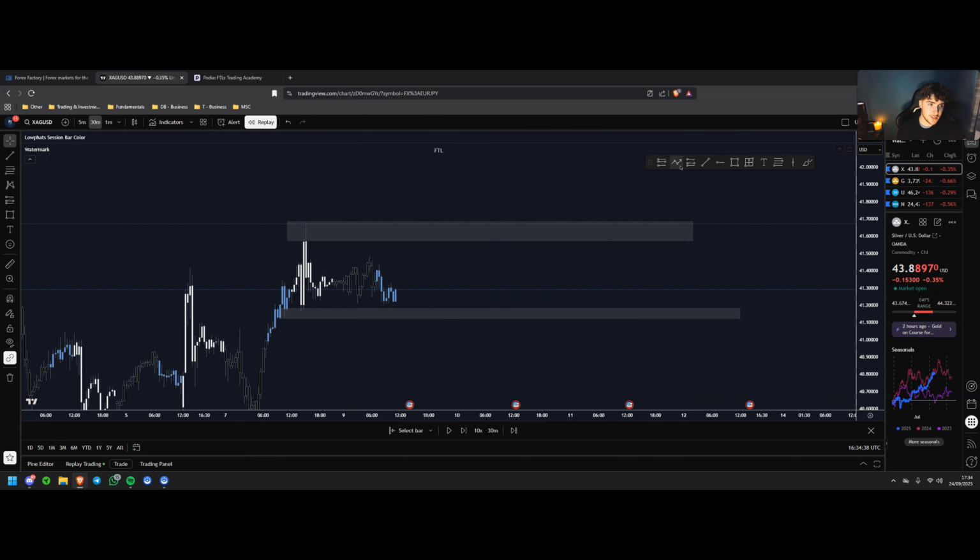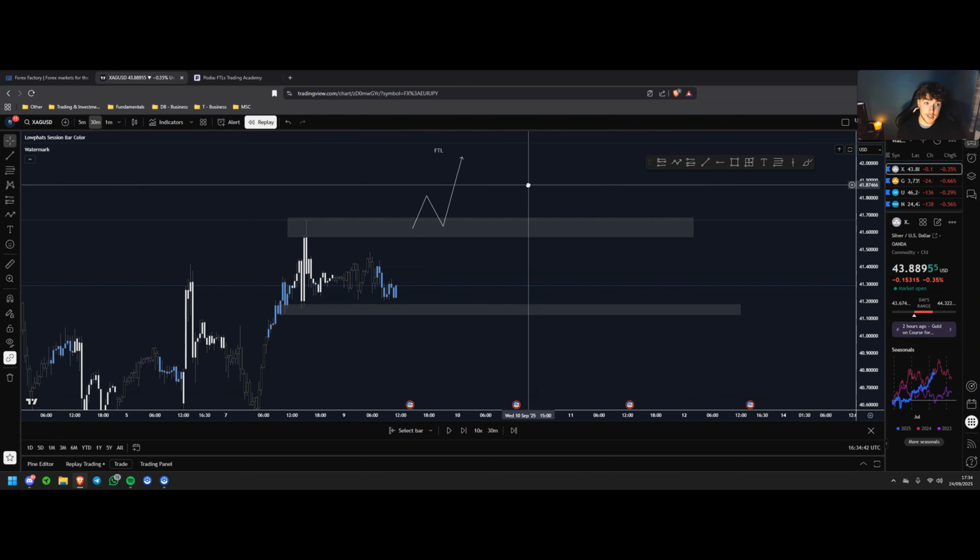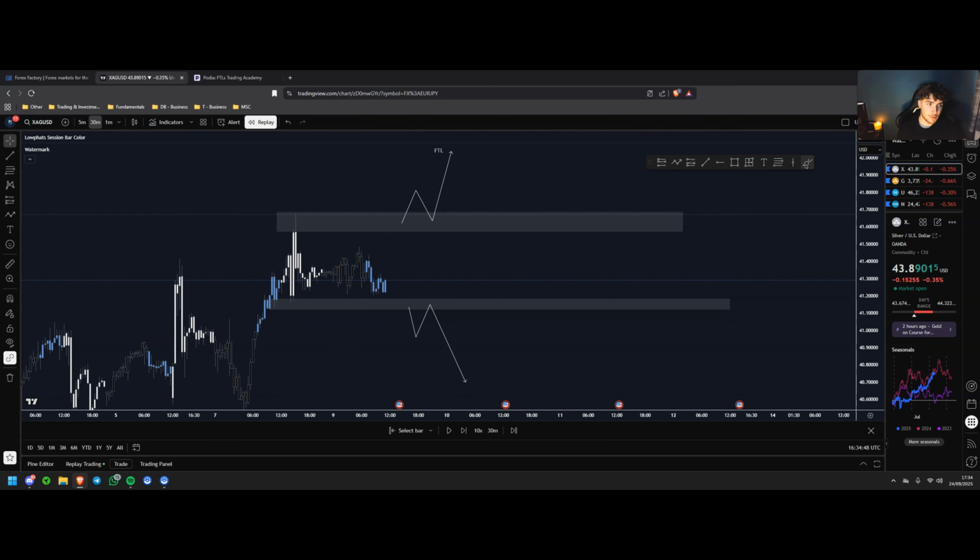Now a few things you could do. You either wait for a break above to take price higher like this, or you wait for a break below to take price lower. If price opens up in here, we do not trade this commodity until it breaks one of the levels. We just don't.